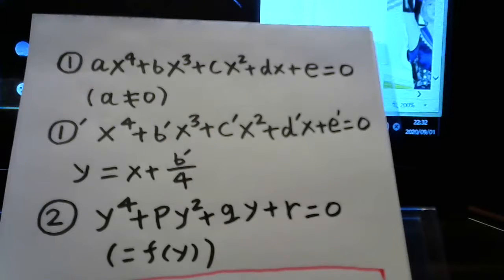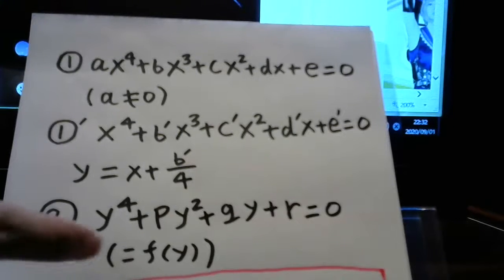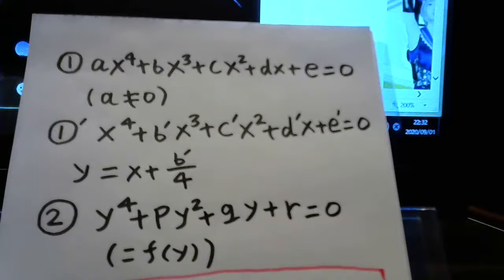And next, let's make a linear substitution as such: y is equal to x plus b prime over 4. Then it takes this form: y to the fourth plus p y squared plus qy plus r is equal to 0. Let's denote it by f(y).